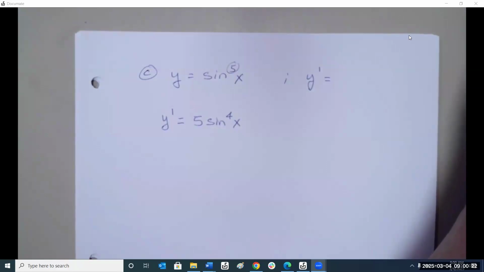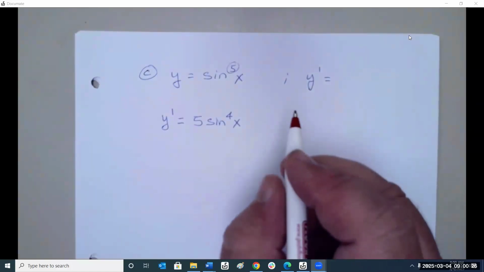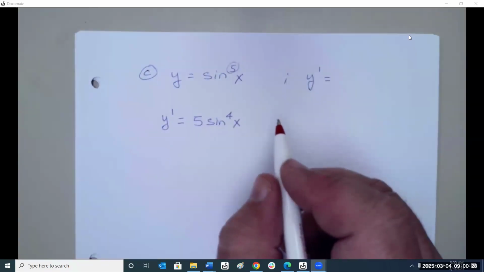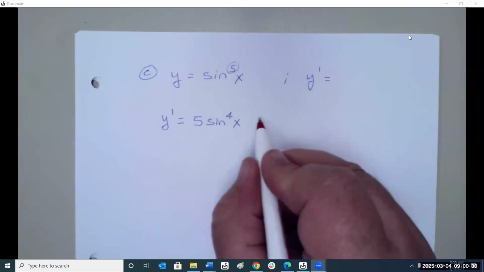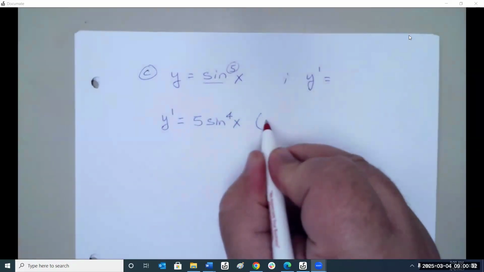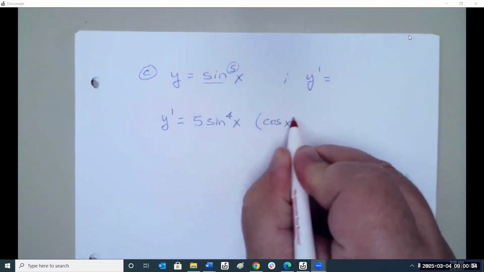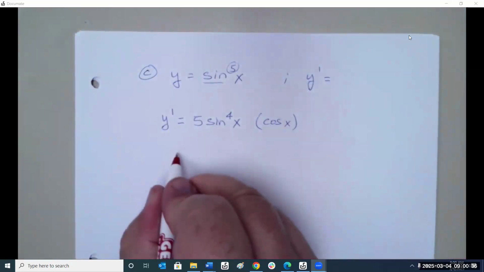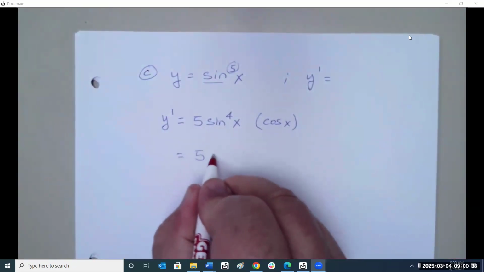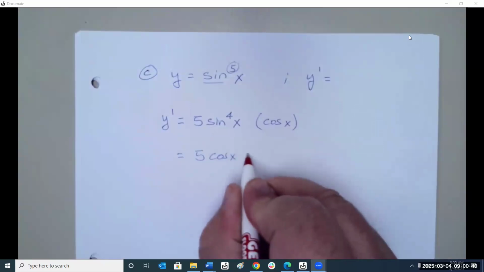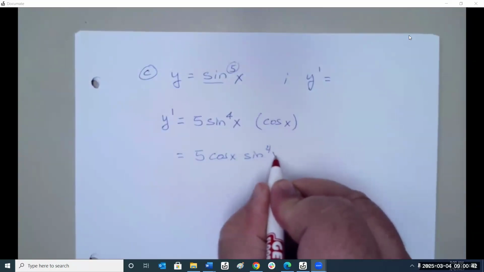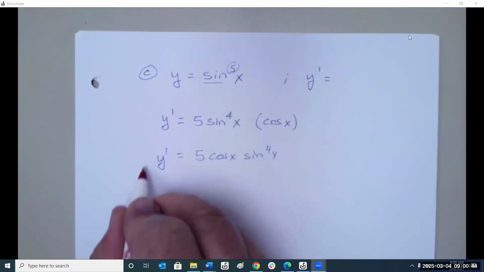That's the outside. And then what? All right, then the derivative of sine, which is positive cosine. So the answer is 5 cosine x sine to the 4th x. And that's our derivative.